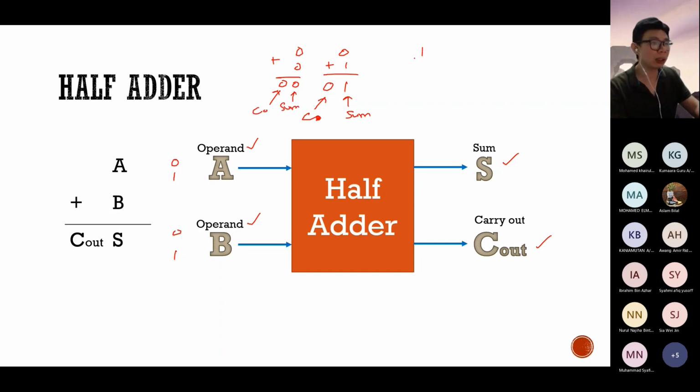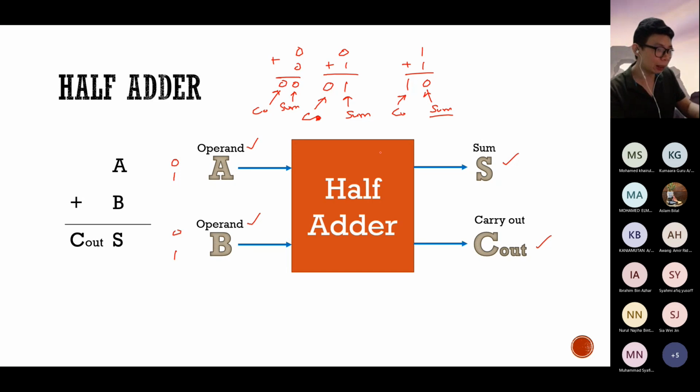Of course, you can also give it like this. If you pick two numbers and they are both ones, now you have a carry out of 1 and you have a sum of 0. Okay, so that is in short how this half adder works.